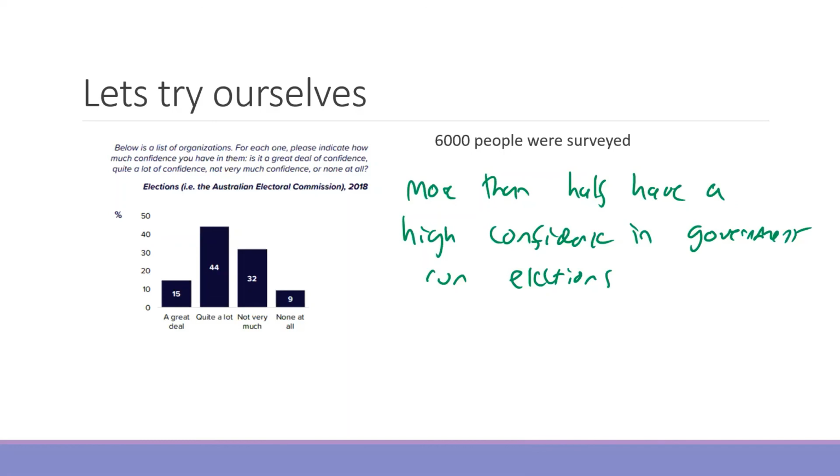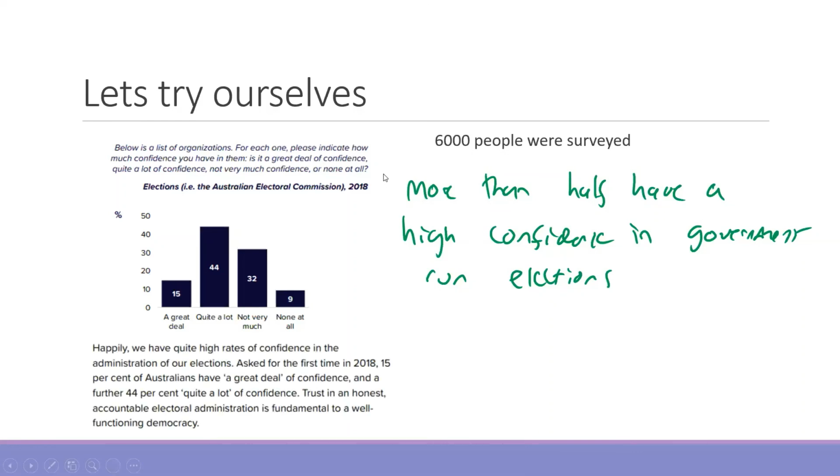And I would actually go through it with you guys. What I like to do with this topic, and I'm not going to do that with you today because I've already been talking for a long time, is pop open this to compare my answer to what they said. So happily we have quite high rates of confidence in the administration of our elections. Asked for the first time in 2018, 15% of Australians have a great deal of confidence, and a further 44% have quite a lot of confidence.